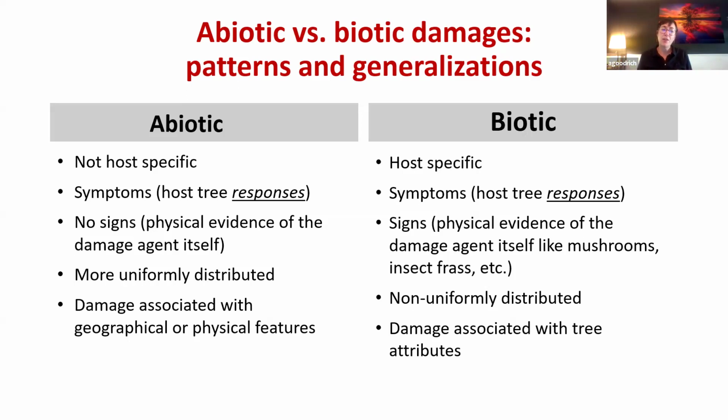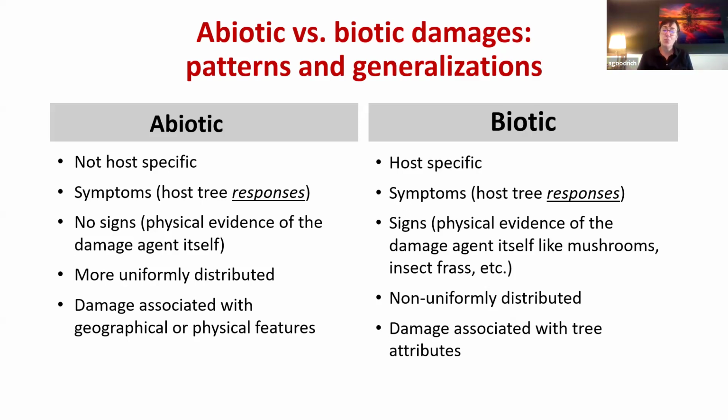In both cases, abiotic and biotic, we're going to see symptoms on the tree. Those symptoms, as a reminder, are the host tree responses to that stress. So that might be foliar necrosis, top kill, or branch dieback. But with abiotics, we're not going to see signs or physical evidence of the damage agent itself. That's different than biotic damages. We are usually going to see signs if it is a biotic or living thing causing that damage. That would be physical evidence of the damage agent itself, like maybe mushrooms of a fungi causing damage, maybe spores, maybe insect frass.